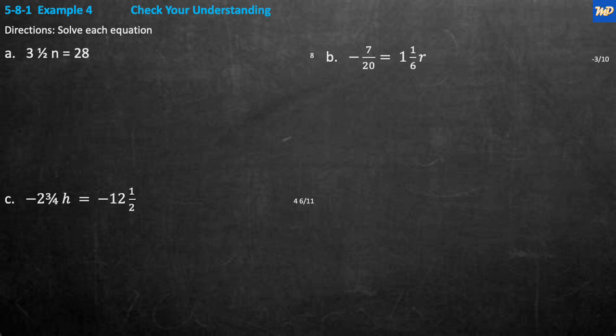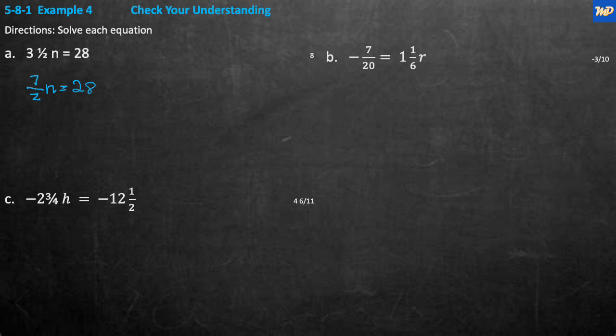Well, you know that we have to first convert any mixed number to an improper fraction before we can work with it. So in order to do that, we're going to start right here with 3 1/2, which is equal to 2 times 3 is 6, plus 1 is 7. So 7 halves n is equal to 28. So that's the first step.